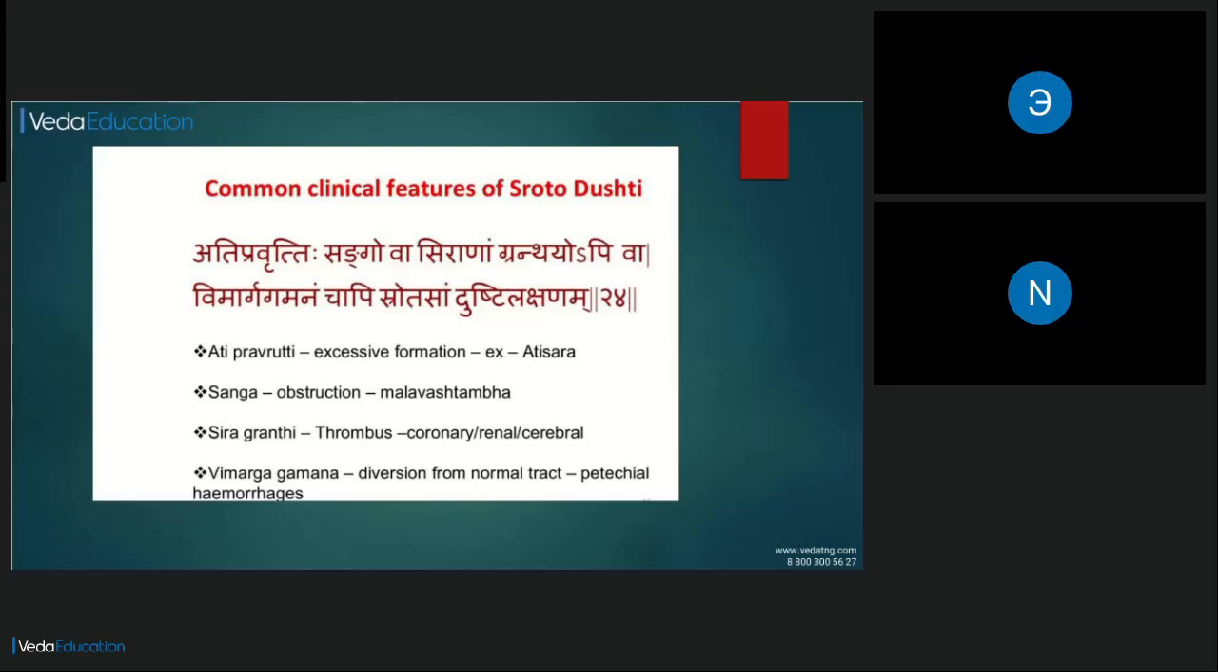Another question is, are there any products that clog Srotas, like fermented milk? Yes, there are so many things in Ayurvedic books. They are called Abhishyanti. This category of food, this category of medicine, is called Abhishyanti products.